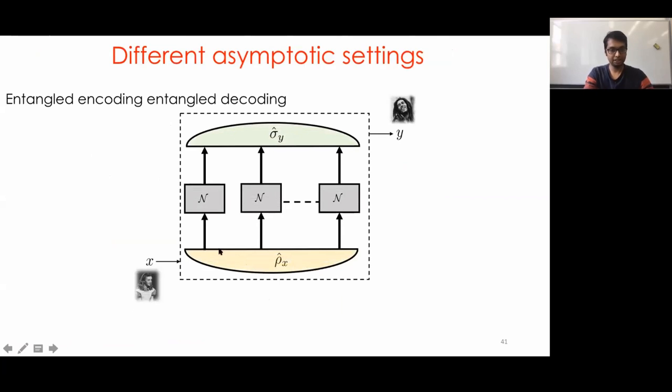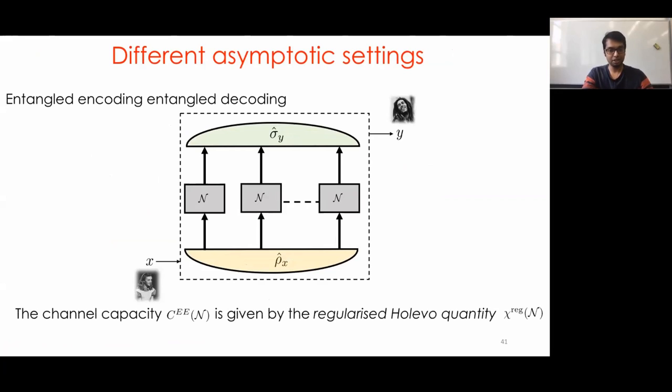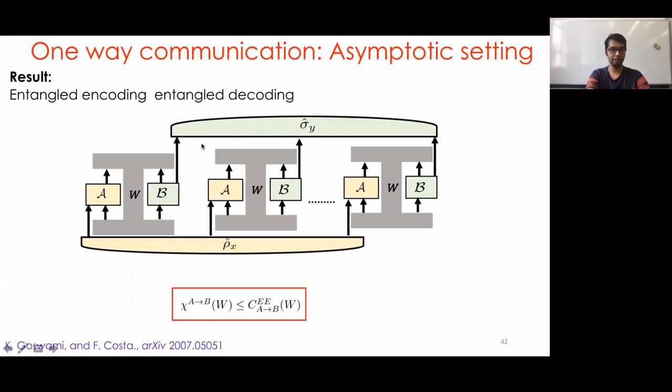The next interesting strategy is where Alice can perform an entangled encoding and Bob performs an entangled decoding. It turns out the capacity in this case is given by the regularized Holevo quantity, which is the Holevo quantity if we consider this entire channel as one unit. This is the definition of the Holevo quantity, and it turns out this capacity in some cases can overcome the one-shot Holevo quantity of this channel. This work was proved by Hastings, and we used a similar concept for entangled encoding and entangled decoding, and we showed that the Holevo quantity of this process W could be less, in principle, than the entangled encoding and entangled decoding capacity.